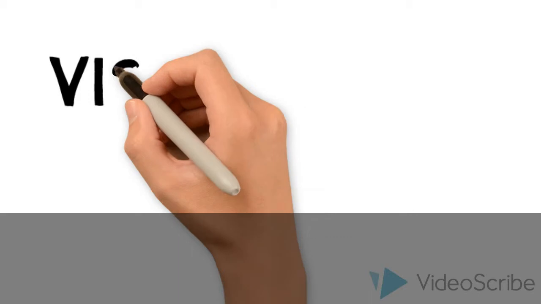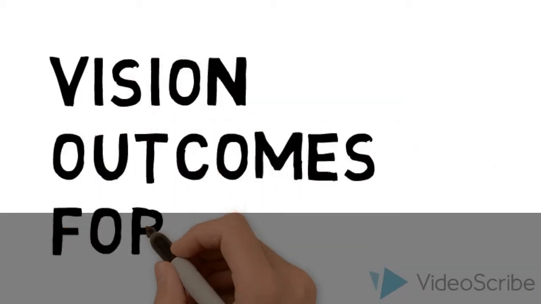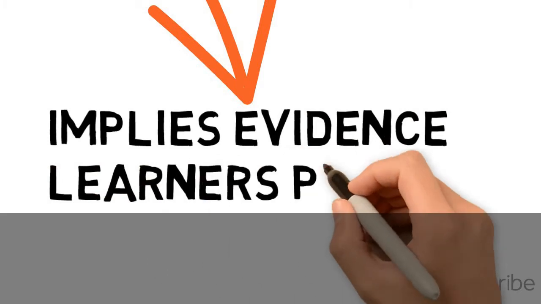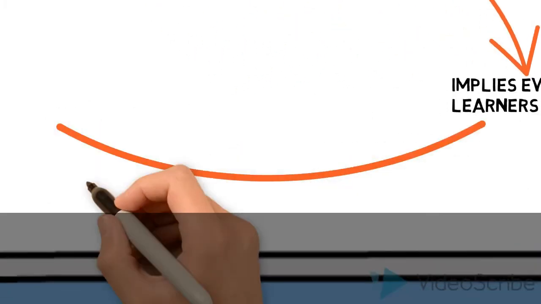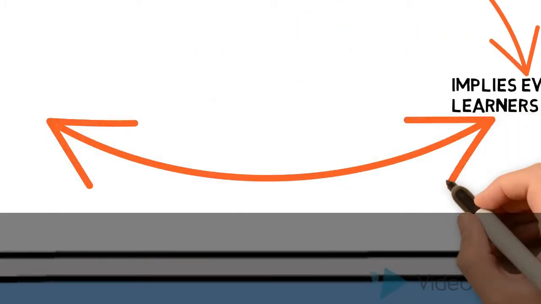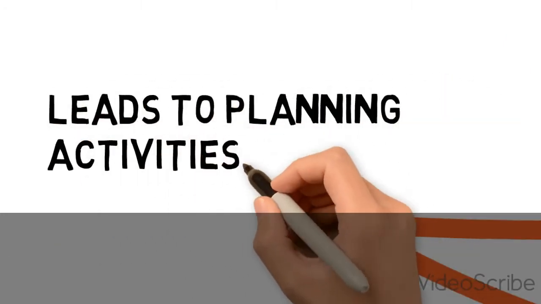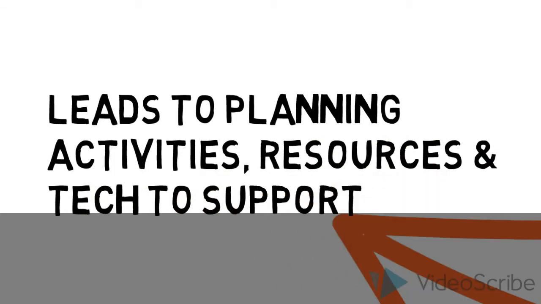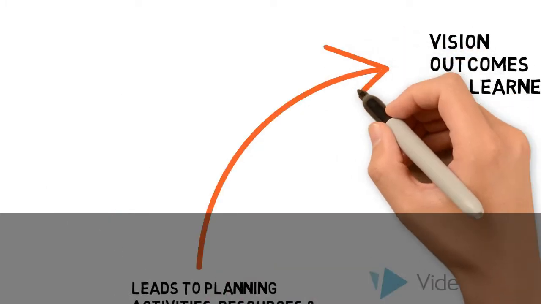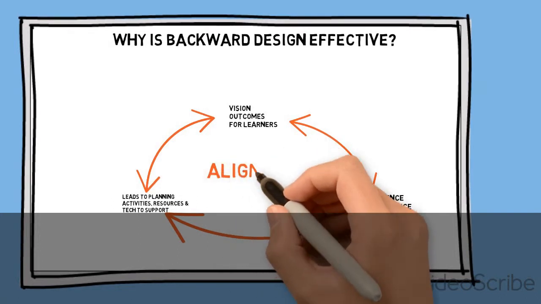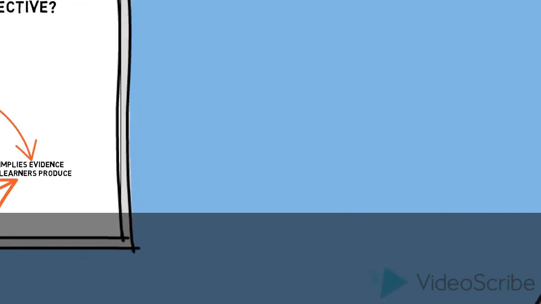Well, starting with a vision for the essential outcomes for learners and defining goals sets you on a path to create an environment for learning. From there, planning opportunities for learners to produce the evidence needed to evaluate progress towards goals. And lastly, careful planning of activities and the use of resources to help them create that evidence results in alignment between goals, assessment, and activities, kind of the linchpin of effective learning design.